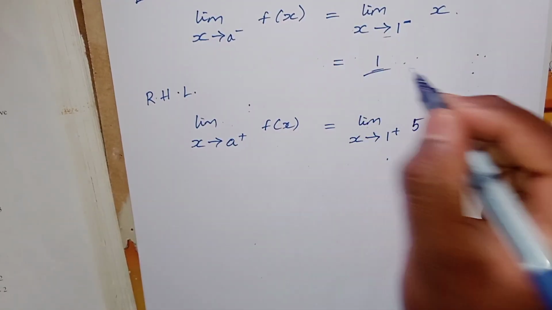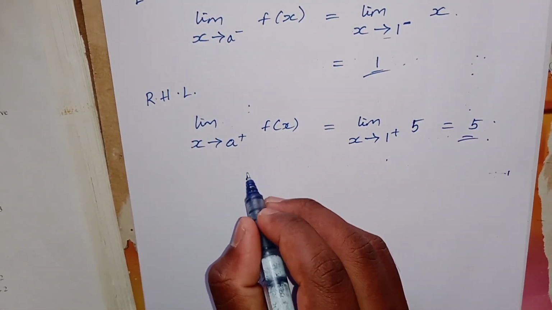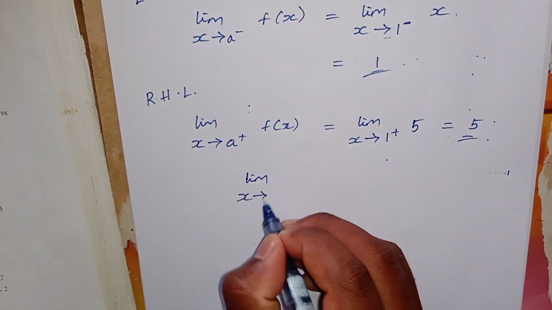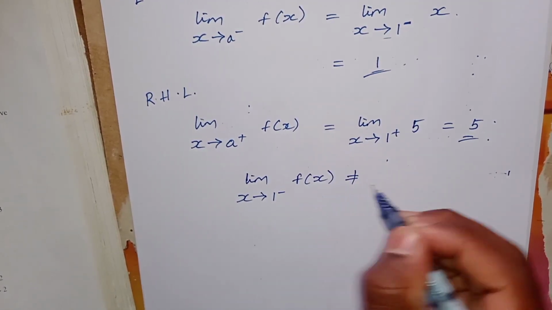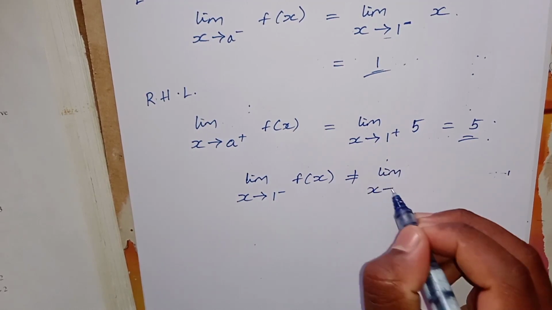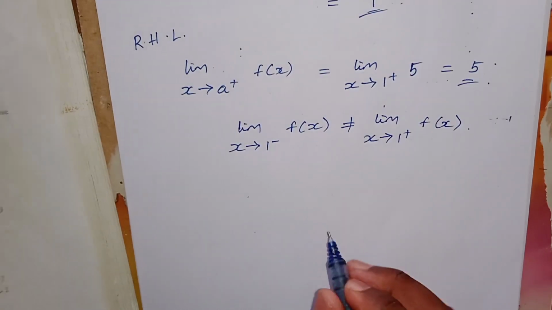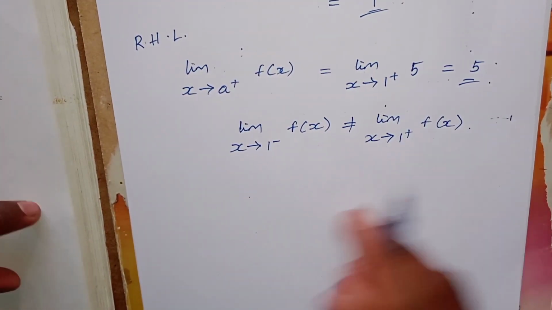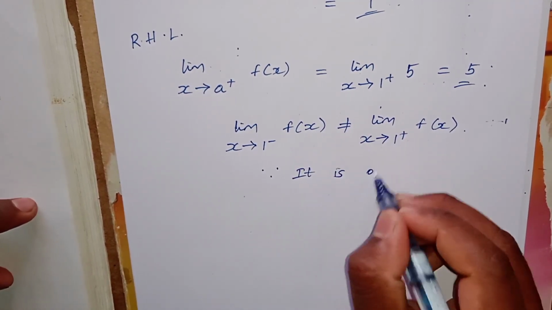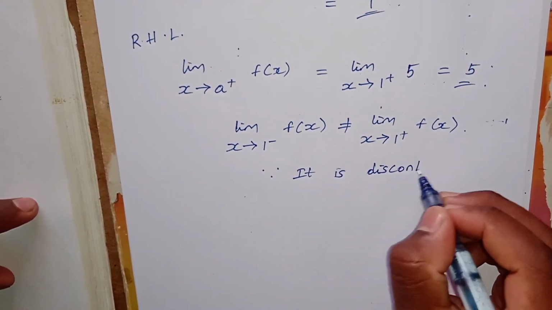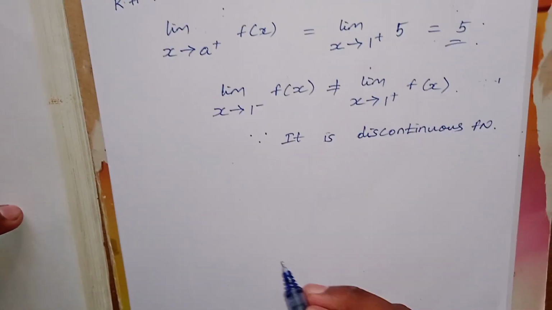You can see clearly the left hand limit is not equal to the right hand limit. Limit x tends to 1 minus f of x is not equal to limit x tends to 1 plus f of x. Therefore the left hand limit is not equal to the right hand limit, therefore it is discontinuous. Okay, the given function is discontinuous.